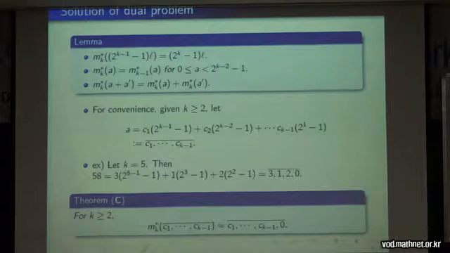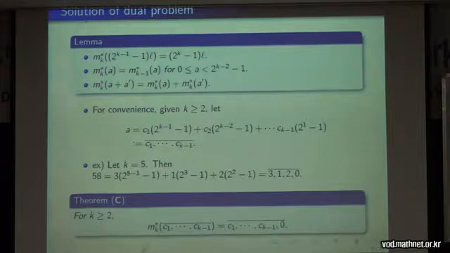For convenience, given k greater than or equal to 2, I will rewrite any integer in this form. Here, C1 is the quotient of a divided by 2 to the k minus 1 minus 1. And C2 is the quotient of the remainder divided by 2 to the k minus 2 minus 1, and so on. And I will give an example.